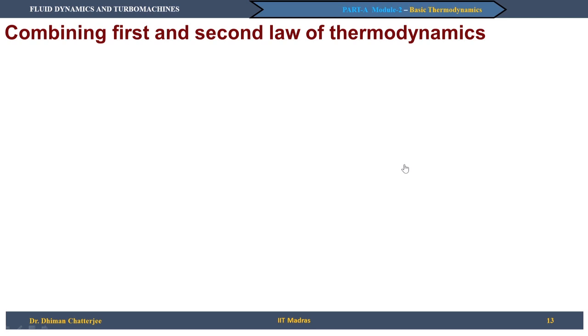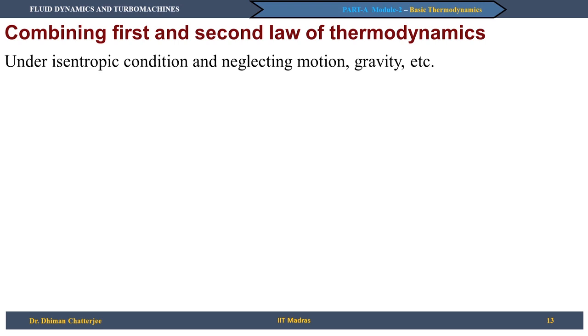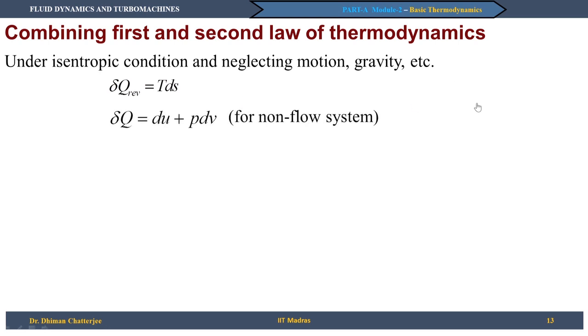Now, combining the information that we have gathered from the first and second law of thermodynamics, and neglecting motion, gravity, etc., that is, kinetic energy, we can say that del q reversible is TdS, that is what we get from the second law. From the first law we get that del q equal to du plus pdv. This is for a non-flow system, where only pdv work, or the displacement work, is the only form of work which is possible. Combining these two, we can write TdS equal to du plus pdv.